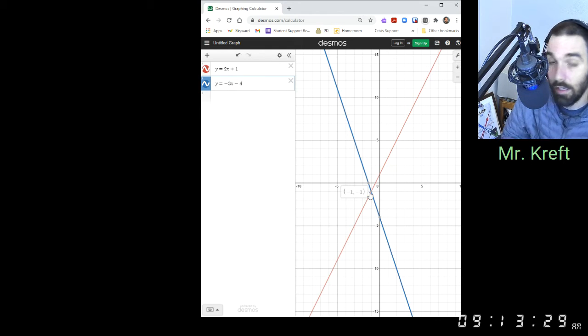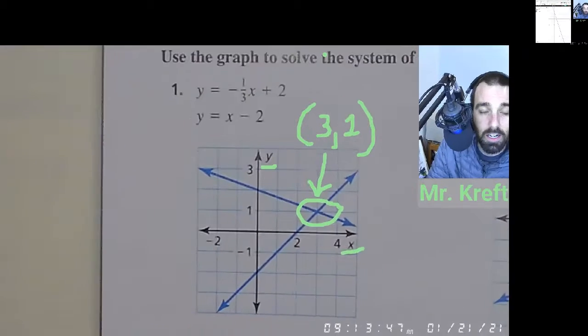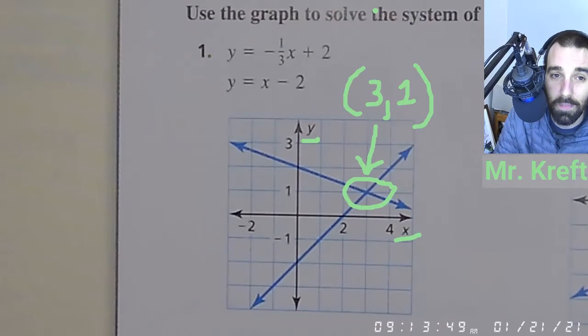Okay, so just to recap, if they're already graphed, you just look on the graph and say, where do they meet each other? That's your answer. If they're not already graphed, you can just use Desmos and find the intersection point. Okay. So that's kind of what I wanted to show you guys there. Does anybody have questions about that?